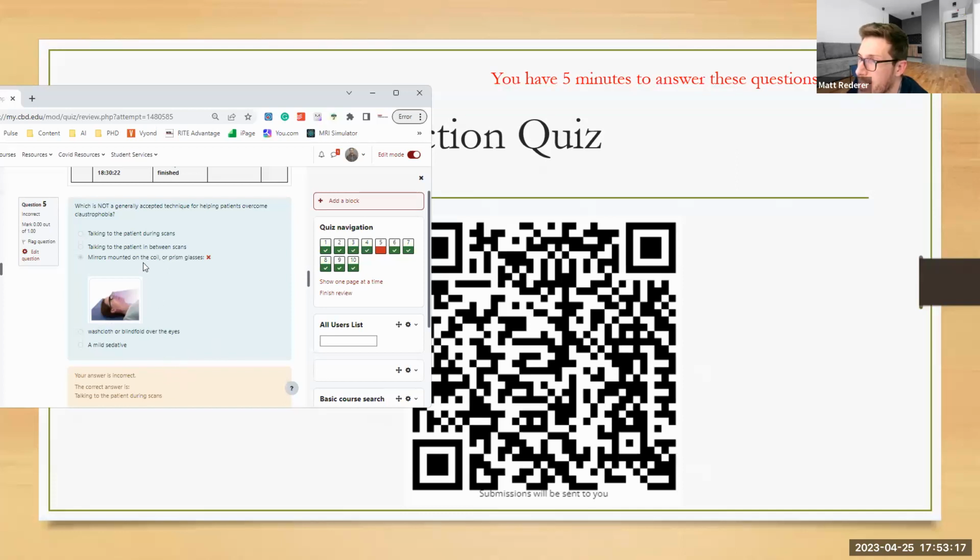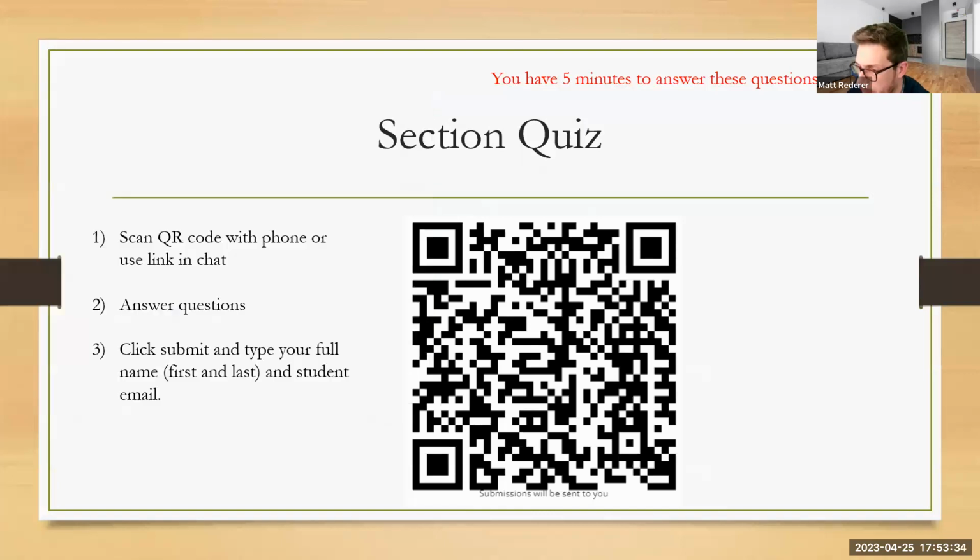So do I think that this is a well-worded question? Absolutely not, and I'm still going to report it. The patient's not going to hear us if we talk to them during the scan, but talking to them in between the scans, they can. It's a play on words. I'm still going to report it and see if we can reword it better, because I agree, I don't really like it.